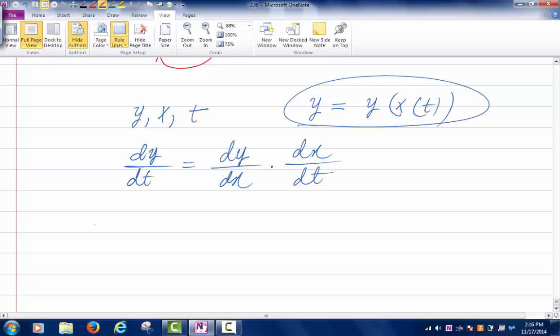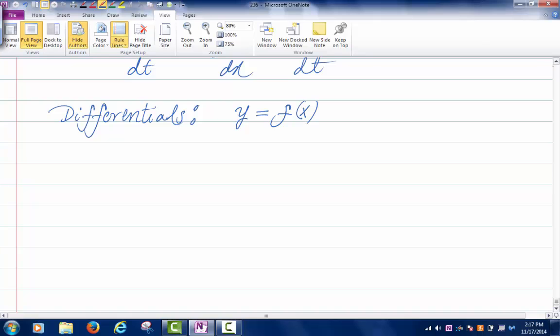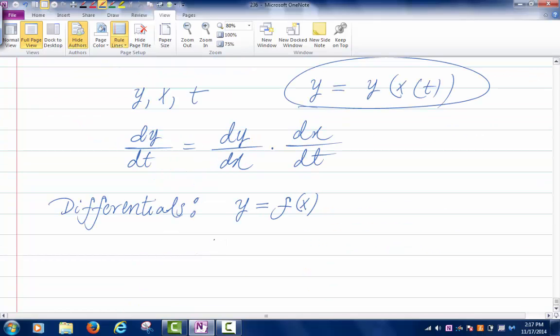And now let me come to the differentials. How did we define differentials? Well, last week we said, if I take y to be f of x, then the differential of y is f prime of x times the differential of x. So if y is f of x, then dy, the differential of y, is f prime of x times the differential of x. Now, one problem here is how do we interpret dx and dy?